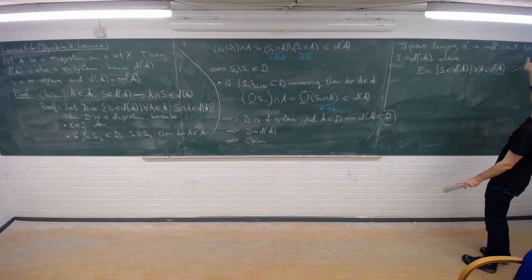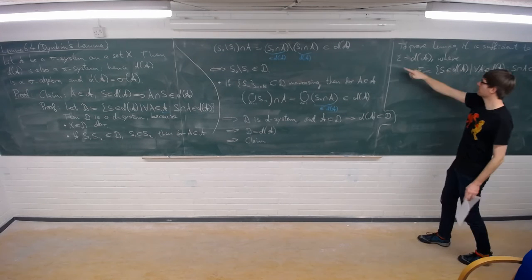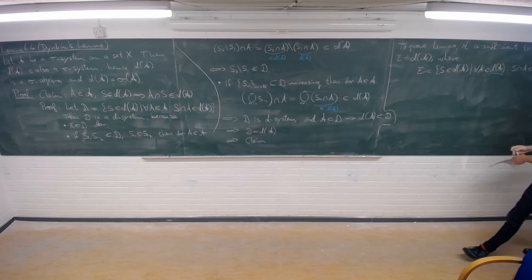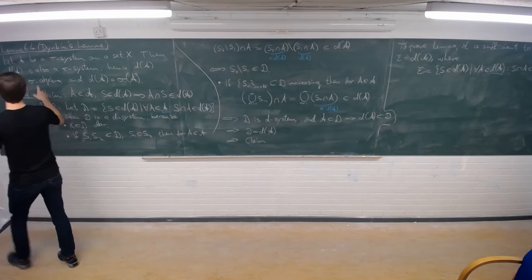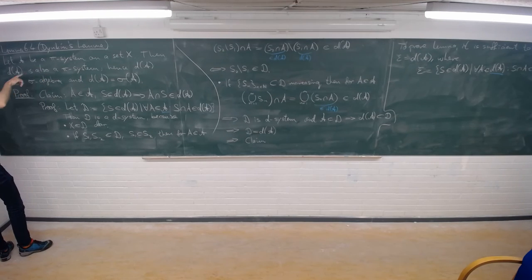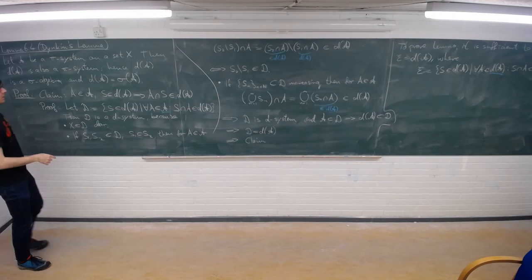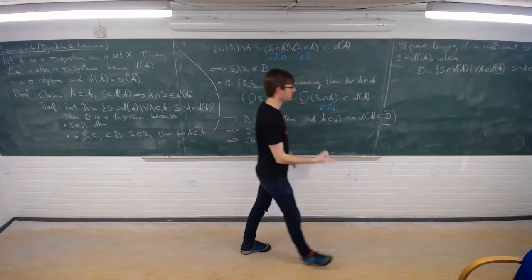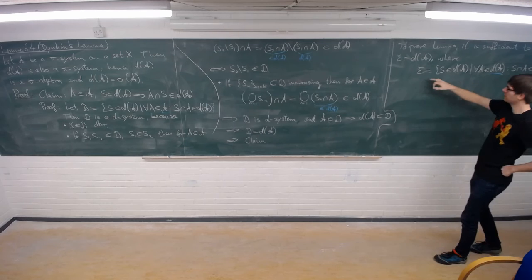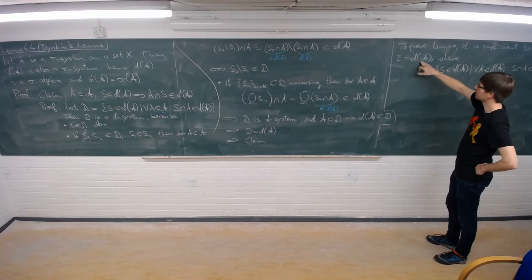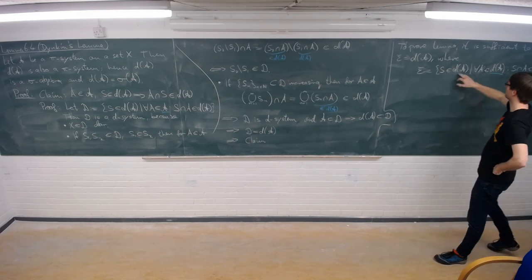To prove the lemma, it is sufficient to show that this set E equals D of A? Well, the statement of the lemma was, if A is a pi system, then D of A is again a pi system. So we have to show that D of A is a pi system. D of A being a pi system means that D of A is closed under finite intersections.